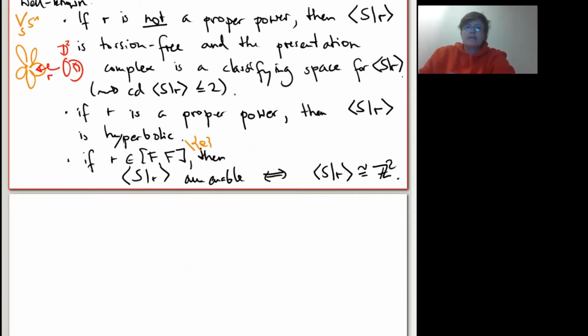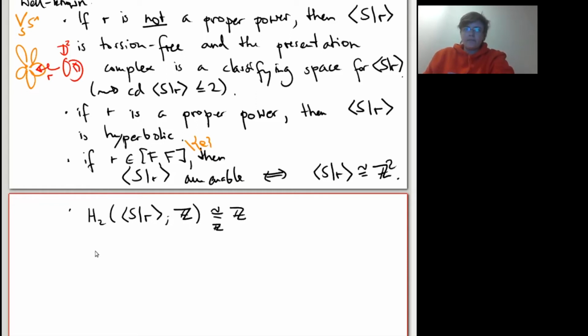Another thing is, in the end I want to move towards homological things, so maybe it's worth thinking about the second homology of the group. So that's, from what I said before, maybe the interesting homology group. Well, the second homology of this one-relator group, let's say with integral coefficients, is isomorphic to Z if the relator was in the commutator subgroup and non-trivial.